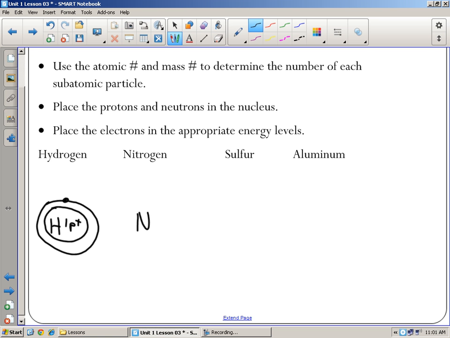So we've got 7 protons. It has a weight of 14.01, so rounded, that's 14. So if the weight's 14, we've got 7 protons, we need 7 neutrons, right?